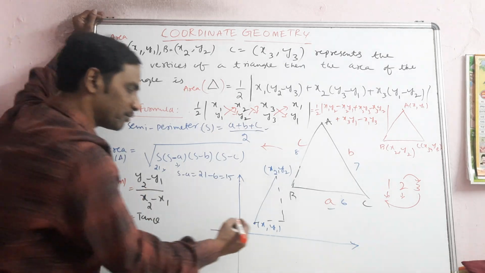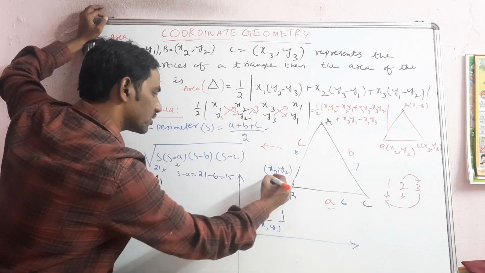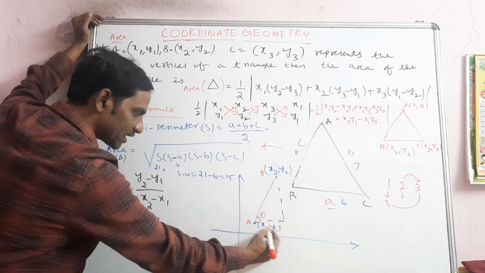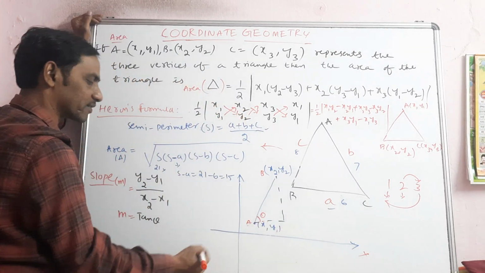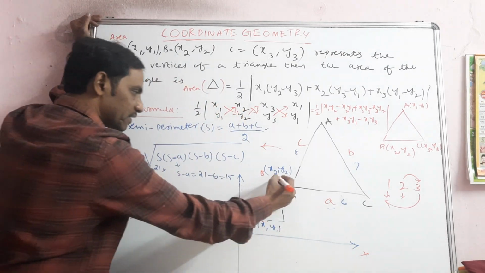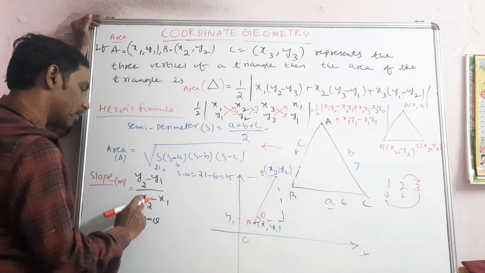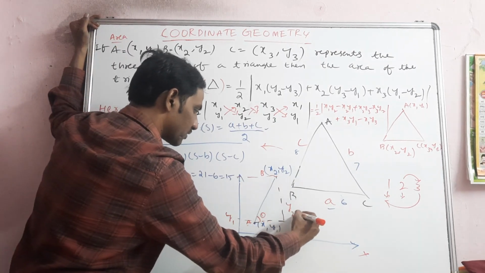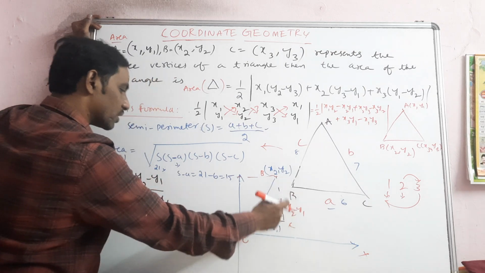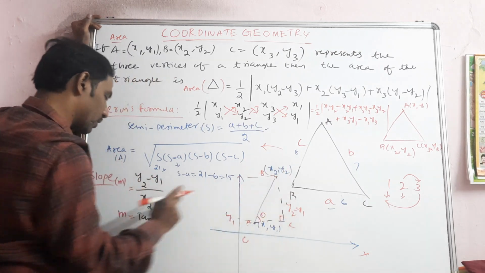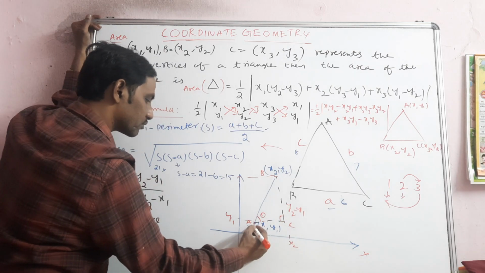Now slope. For example, you are taking some points x1 comma y1, say A or B or something. If you want the slope of the line inclined with the x-axis, or anyhow parallel to the x-axis, you have to take y2 minus y1, rise by run. For example, this is A, this is B, and this is C. Rise means the distance from B to C, divided by run. For example, this point is x2 and this point is x1.